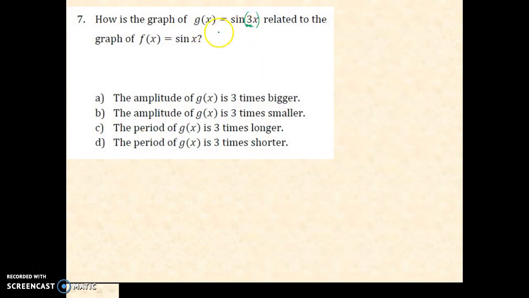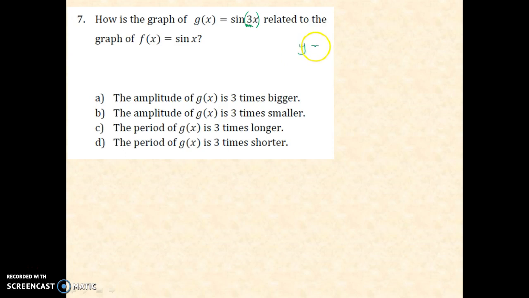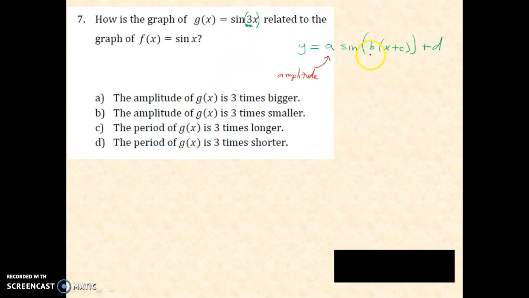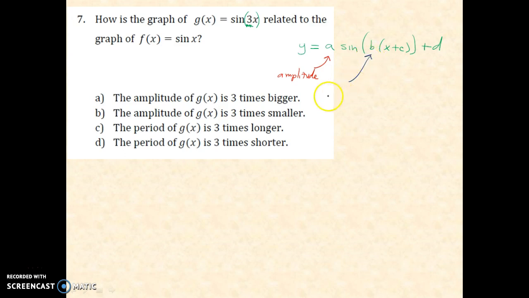Now we're getting into what happens to a parent function when we start throwing extra numbers in here. So let's look at our sinusoidal, or just basic sine. y equals a times sine of b times x plus c, plus d. And here we've got to remember that a is the amplitude, b is related to the period in this way.